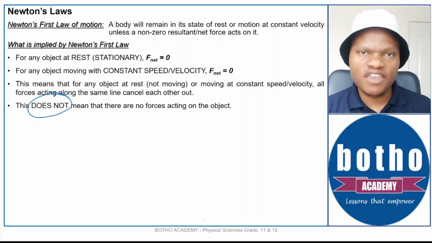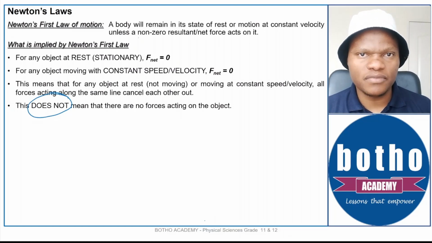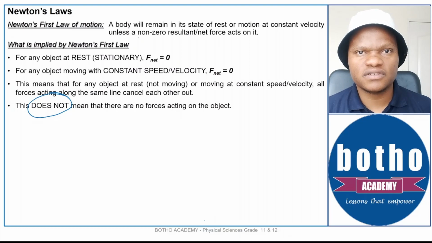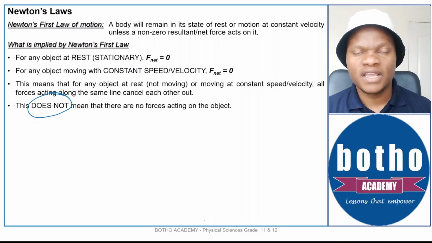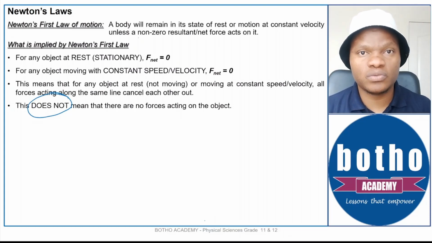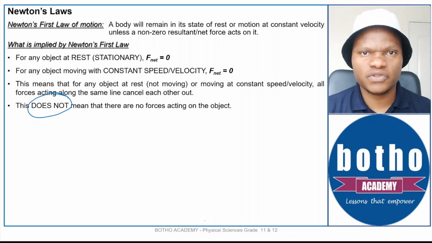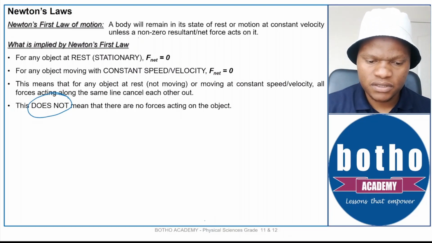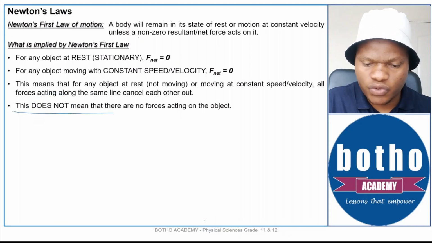We are saying if there are forces acting on the object, the sum of those forces is equal to 0. F net is equal to 0 because F net is the sum. We add all the forces acting along the same line and we get 0. That's why the object is not moving, or that is why the object is moving at a constant velocity or at a constant speed. The example that I made just now has to do with this line here.